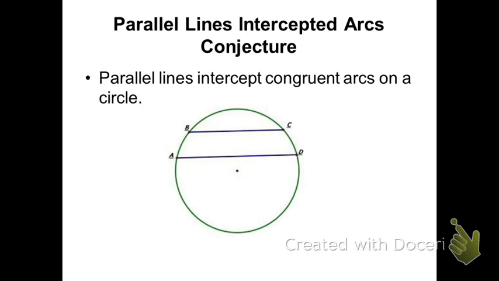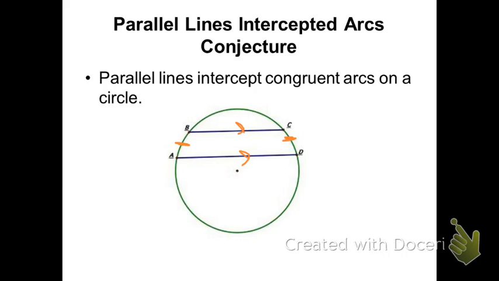And last but not least is the parallel lines intercepted arc conjecture. Now, if you look, this kind of reminds me of Donatello from Ninja Turtles. It's got the blue headband going on, green hat, but nonetheless, it is a circle with two parallel lines, and let me indicate that they're parallel by putting arrows there. And since I know they're parallel, I know that these two arcs will be congruent.